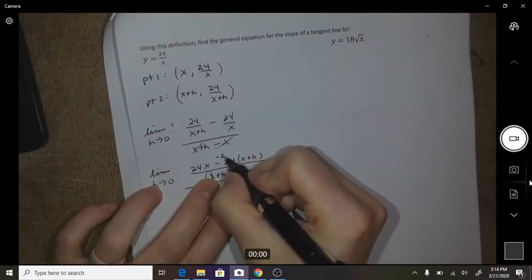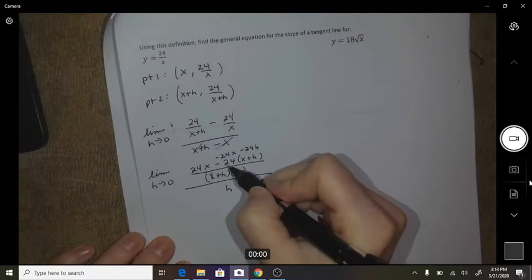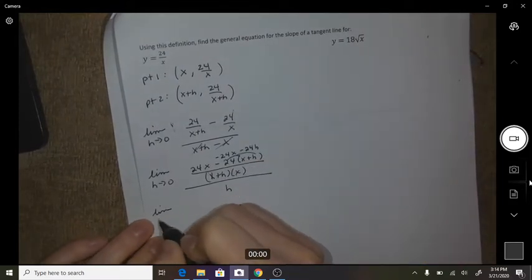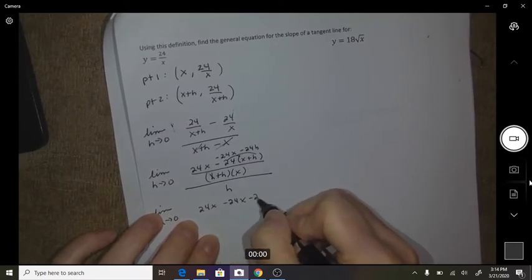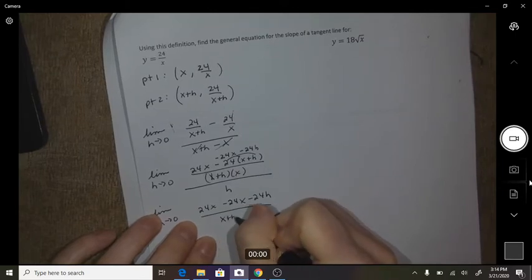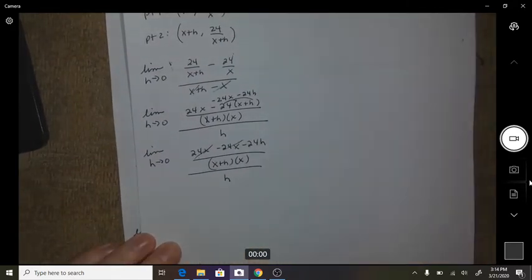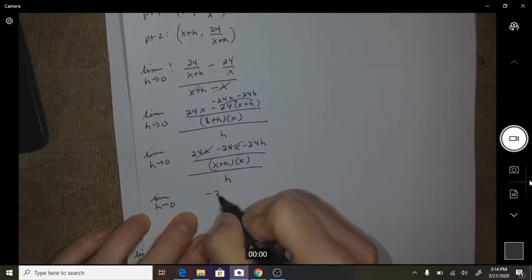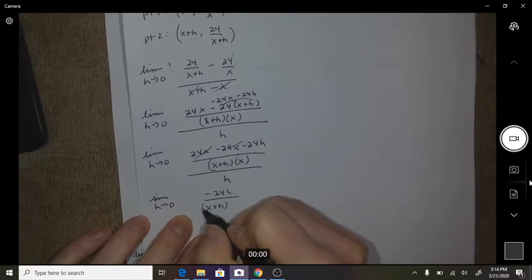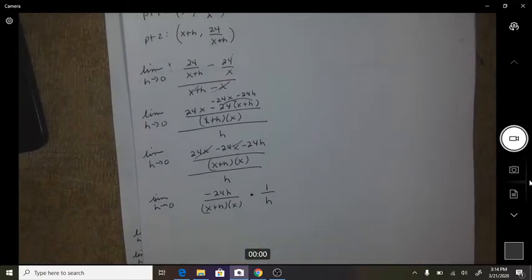Okay, so just over here, I'm just going to show you that that would distribute, right? So limit as h approaches 0, 24x minus 24x minus 24h. Okay, so now that will happen. And then I get negative 24h over. Instead of dividing by h, I'm actually just going to go times a 1 over h. You can understand that it's the same thing.